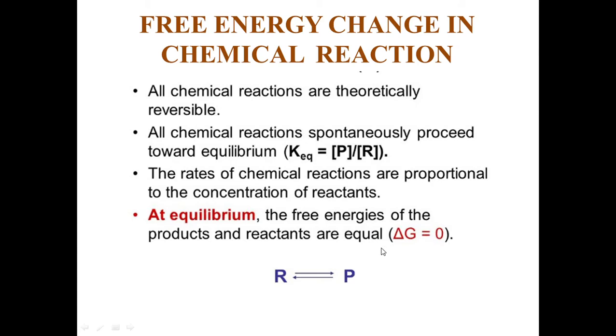Next, we will come to the free energy change in chemical reaction. We already know that all chemical reactions are theoretically reversible and spontaneously proceed towards equilibrium, when the rate of a chemical reaction is proportional to the concentration of reactants. The delta G becomes zero at equilibrium. The free energy of the products and the reactants are equal.